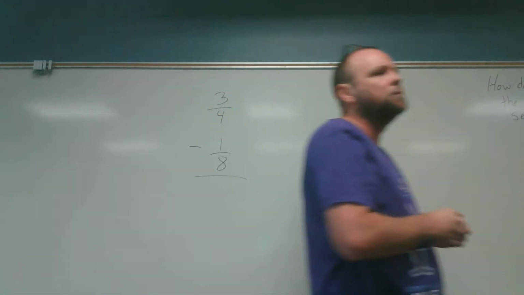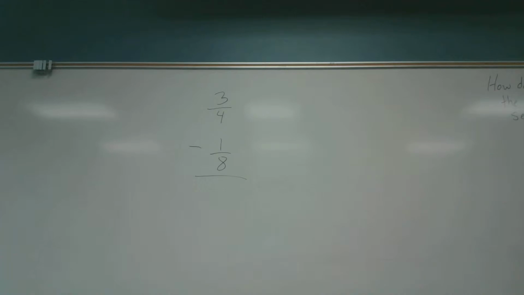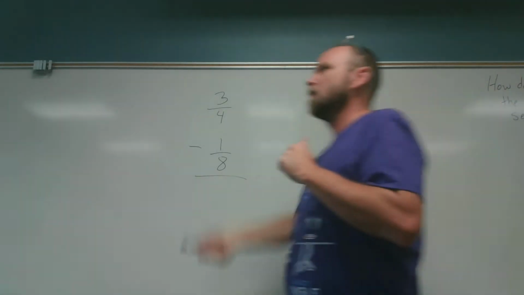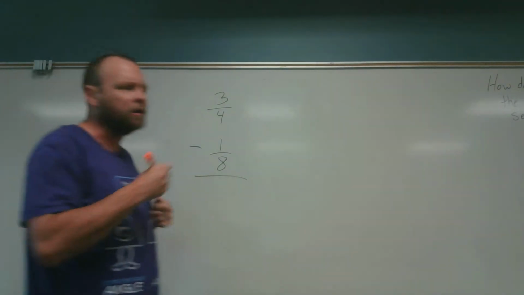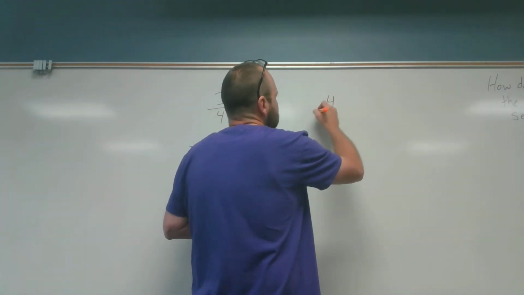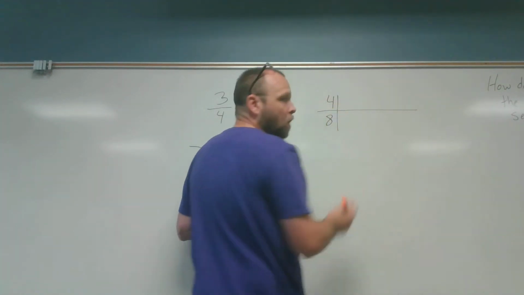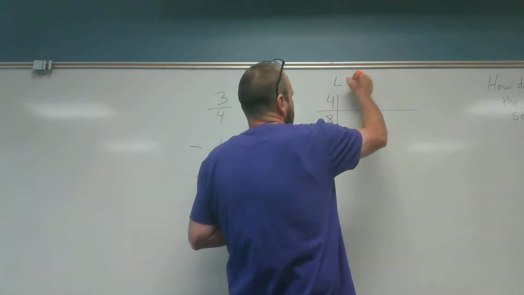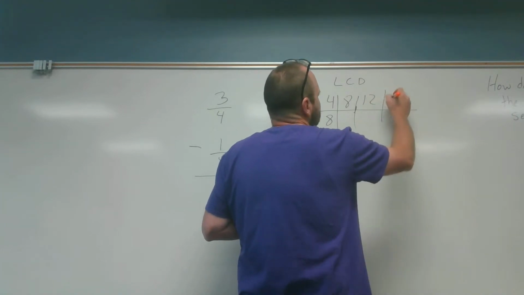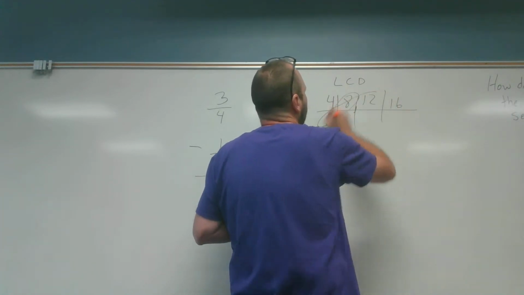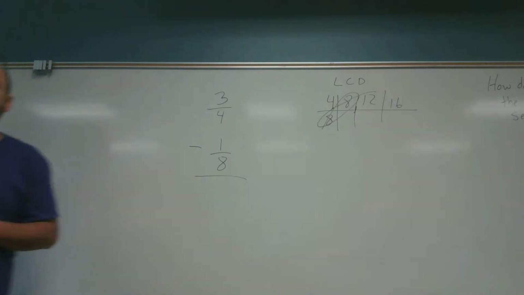3/4 subtract 1/8. Collin, can I subtract these how they're currently written? Why not, Collin? They do not have the same denominator. So, Collin, we're going to take our denominators and list the multiples to find the least common denominator. 4, 8, 12, 16. Oh, look! 8 is my least common denominator.